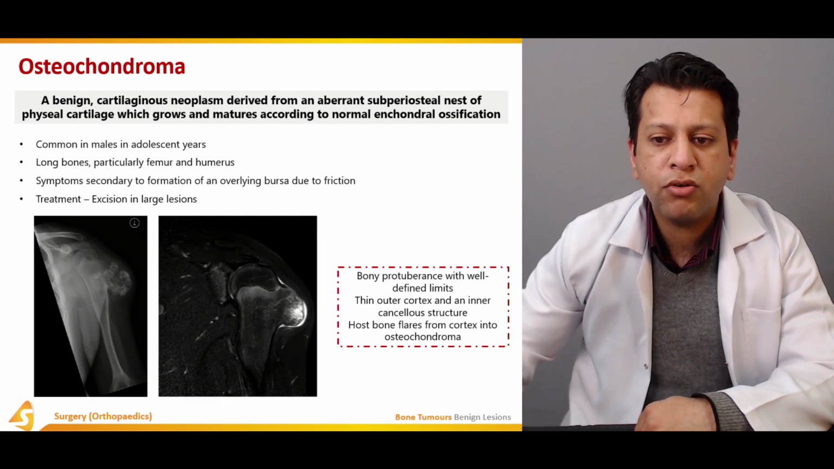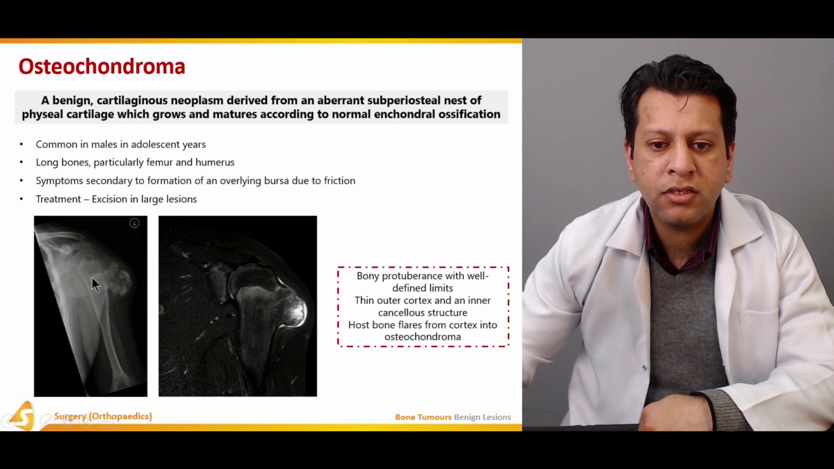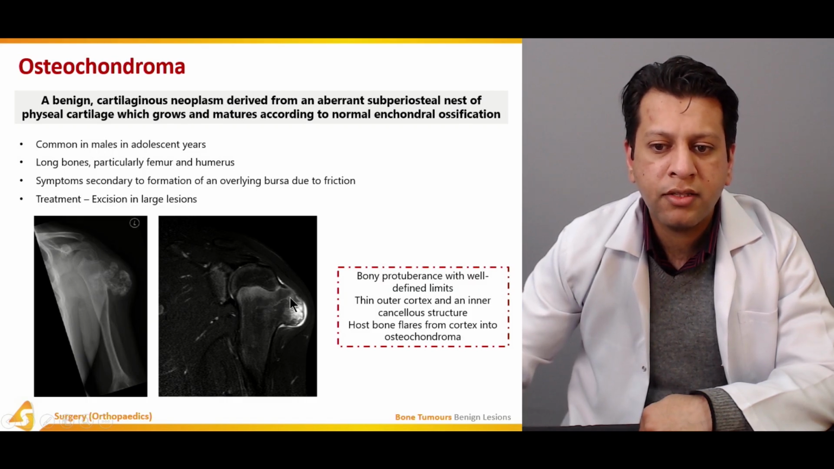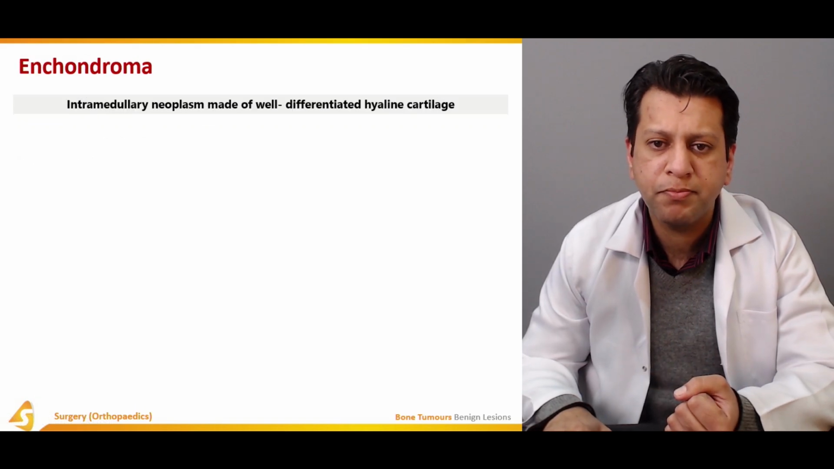Now if you see it over here, this is the classical representation. This is the metaphyseal region. This is the epiphysis. It usually protrudes out of the bone, and if you see it on MRI, this is a bony part. It's a hard bony mass surrounded by a cartilaginous cap. Usually this is classical of osteochondroma.